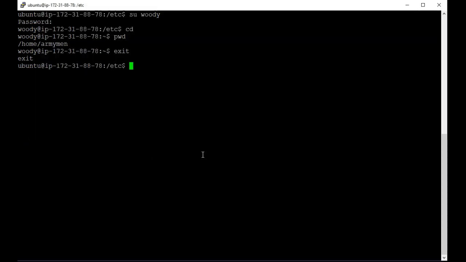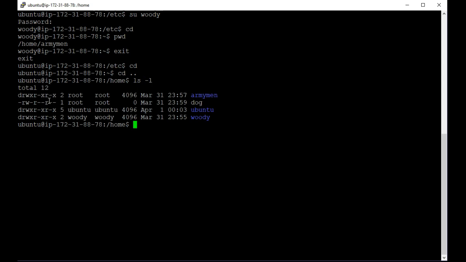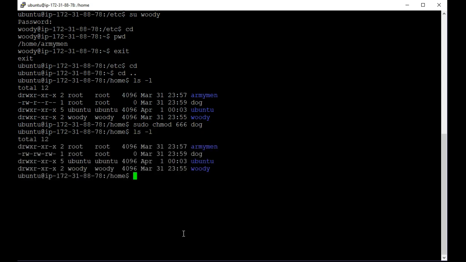Let's take a look. Right now, I'm going to cd into Ubuntu, and I'm going to go up a level, so I'm actually in home, and do an ls -l, and the information is over here. Let's say I want to change dog to everything read and write. Everything read and write is a 6. So 6, 6, and 6. So I go sudo chmod 666 dog. I just hit tab to make it go faster. I hit enter, and if I do an ls -l, notice that dog has been changed to read, write, read, write, read, write.